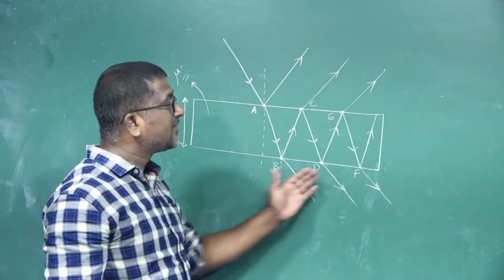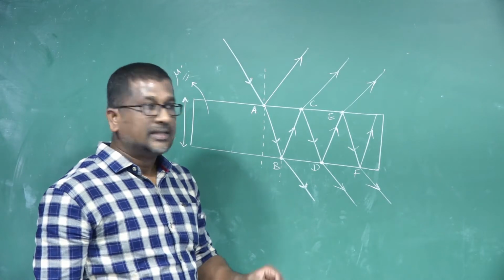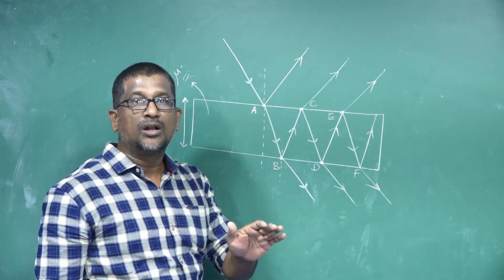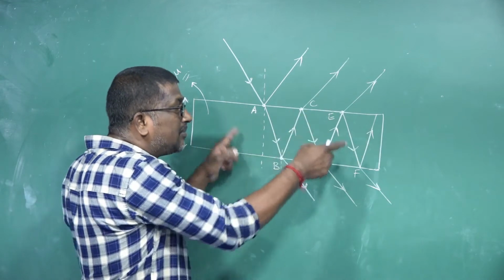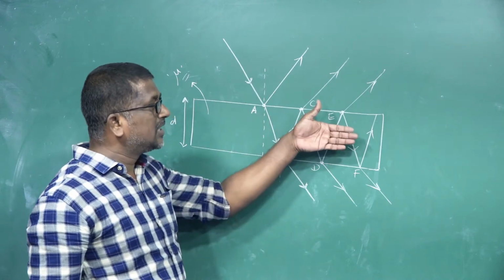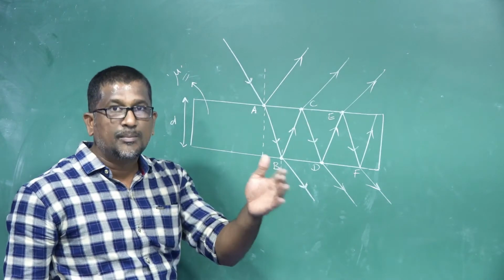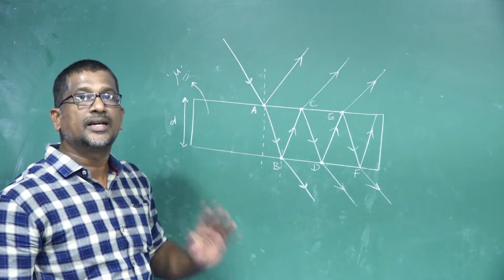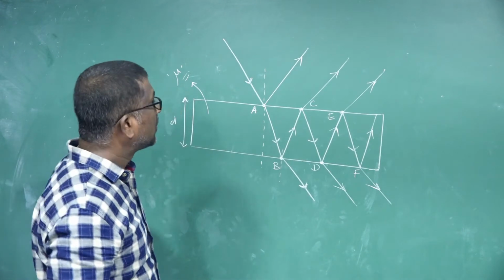So in a similar way this process goes on until the energy of the light falls below some critical value. So there is multiple reflection inside the thin film. This multiple reflection takes place until the energy of the light falls below the critical value; otherwise this process will continue.